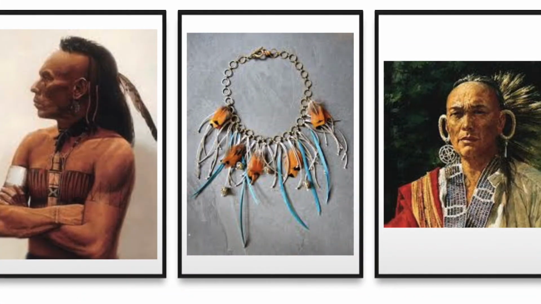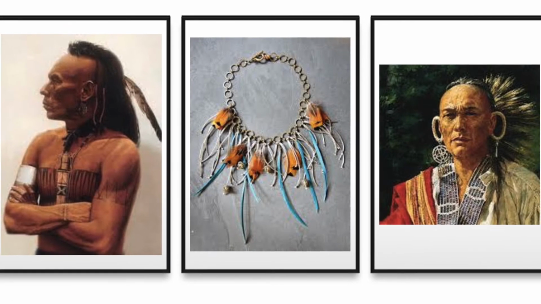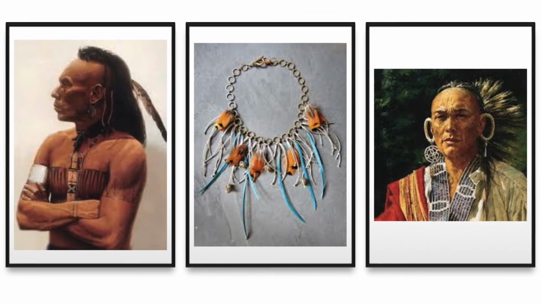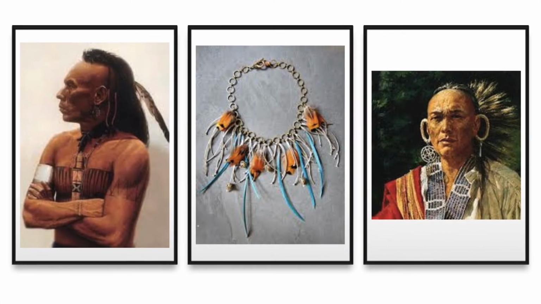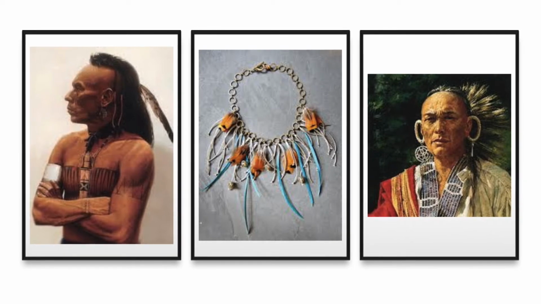These pictures are some examples of what the Comanches wore. In the middle, we can see the beadwork. On the left, we can see that the Native American is wearing some of that jewelry. And on the right, we can see some of the finer clothes.